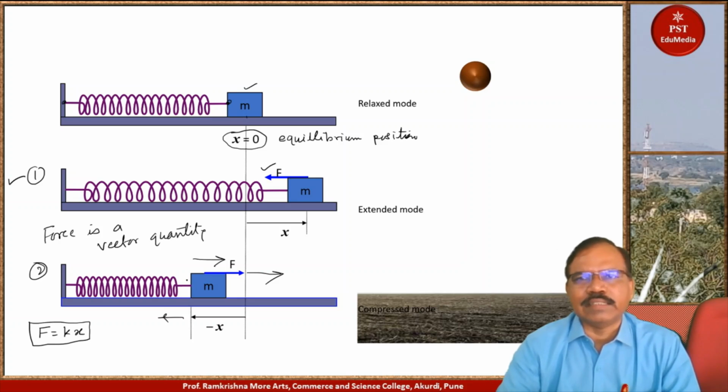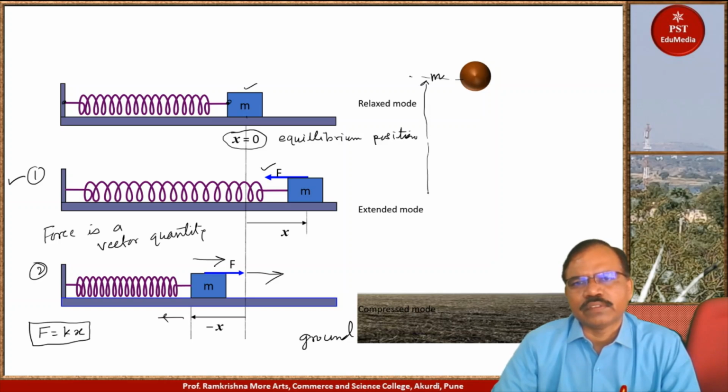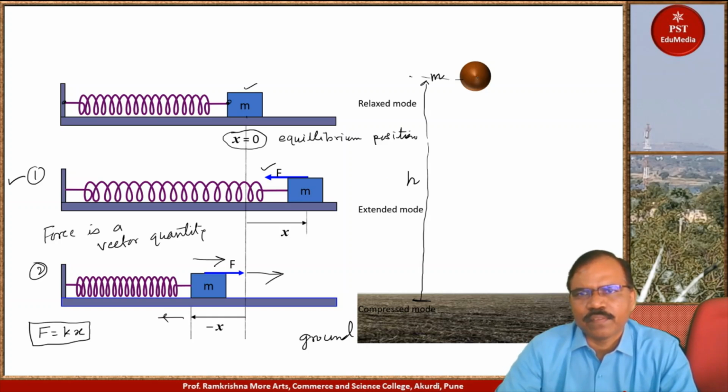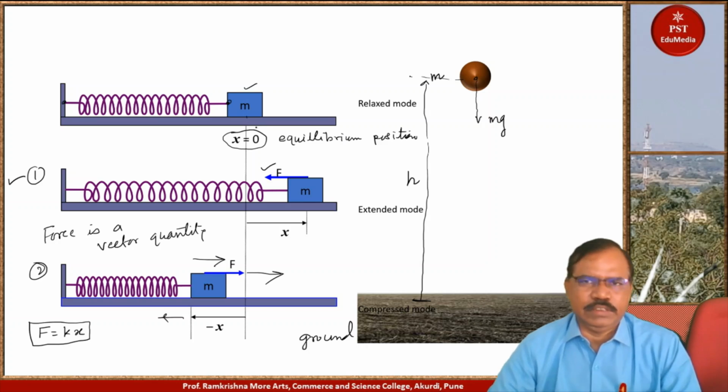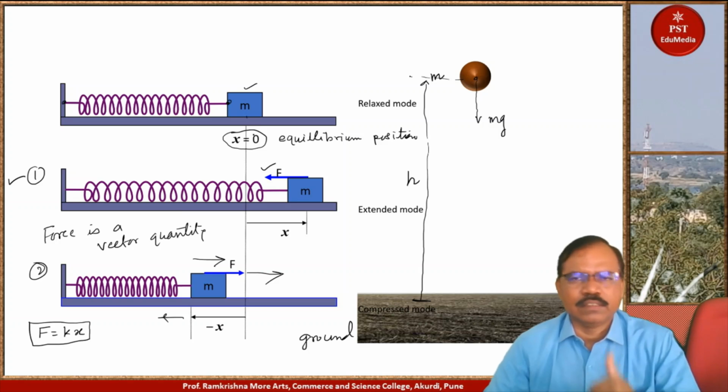Now we will take another example. Suppose here we have a body of mass m and here this is the ground, and suppose it is held at some height h from the ground. Now what happens here? A downward force will act on the body, and that is mg. So it has direction downwards.